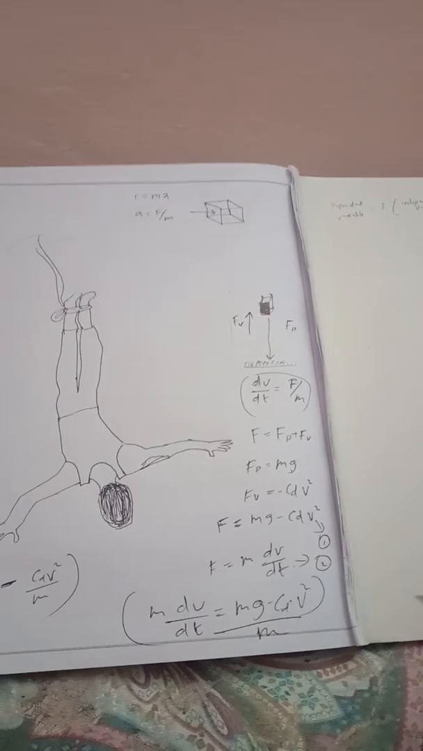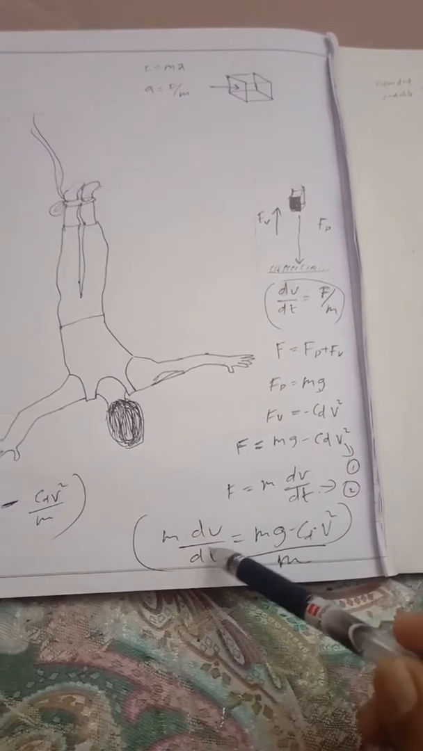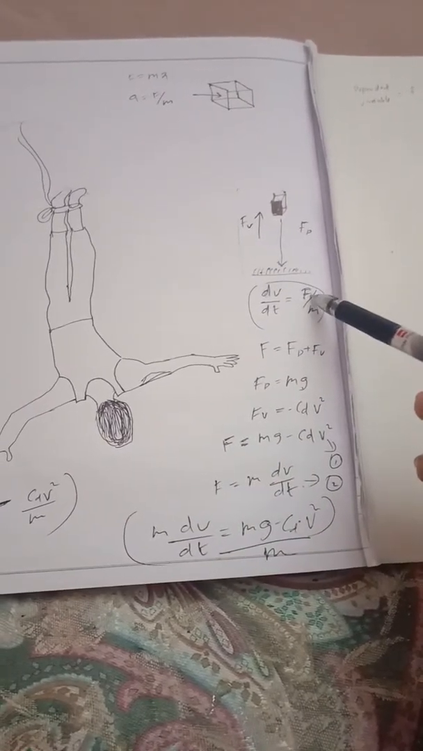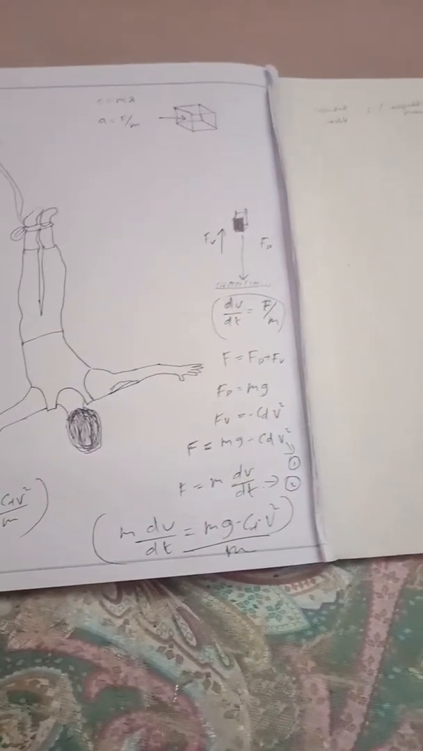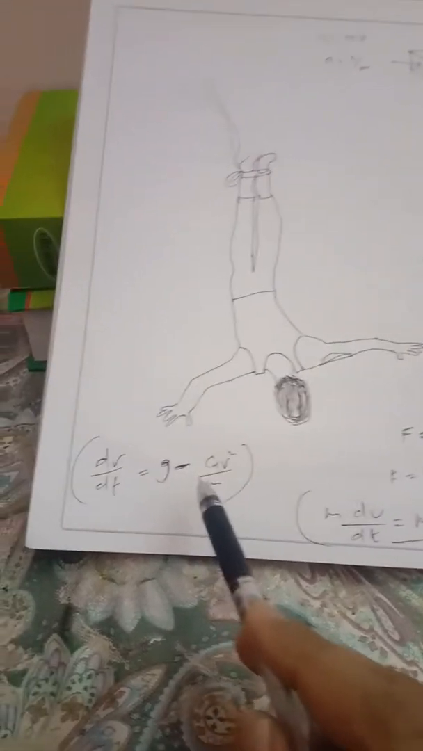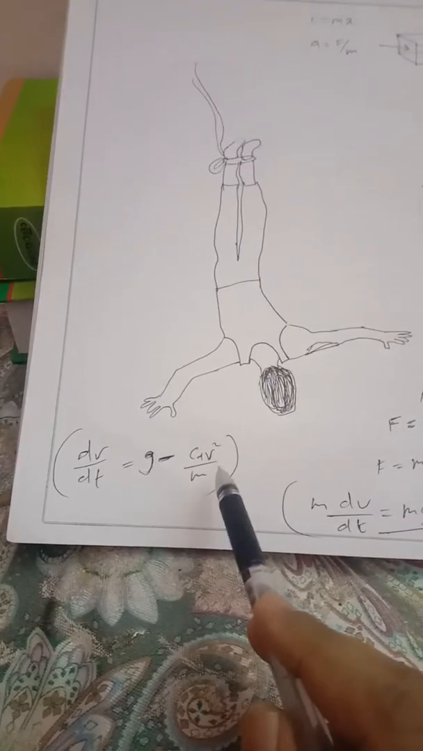Therefore, the equations can be combined to get m dv by dt. This is derived from here, where force is equal to m dv by dt. We will divide both sides by m. After dividing, we get the last equation: dv by dt is equal to g minus CD by m times v squared. This equation is a model that relates the acceleration of a falling object to the force acting on it.